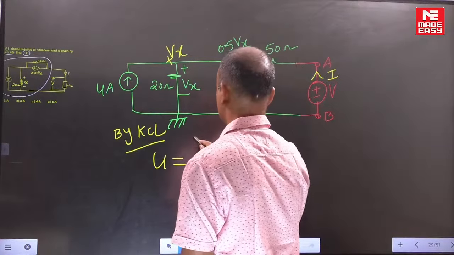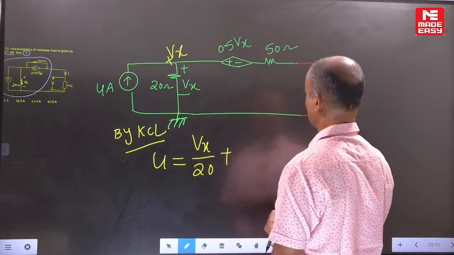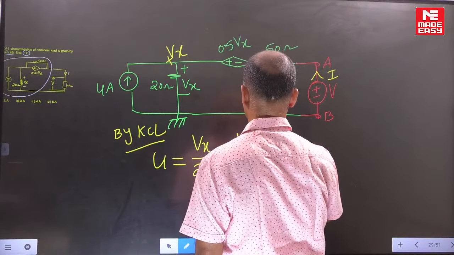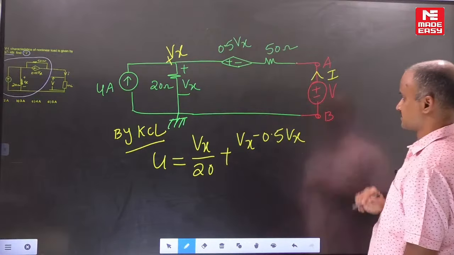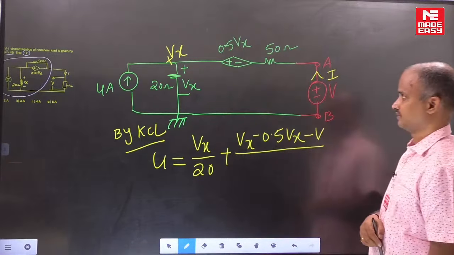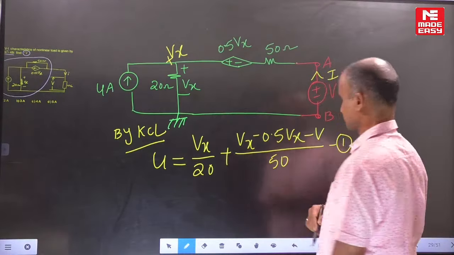Now here we write Vx by 20 as outgoing current. Now here the plus similar polarities subtraction. Again the plus similar polarities subtraction, minus V. But the corresponding resistance how much here? 50. We got equation 1.